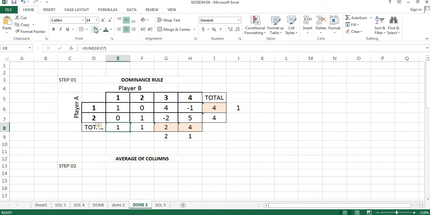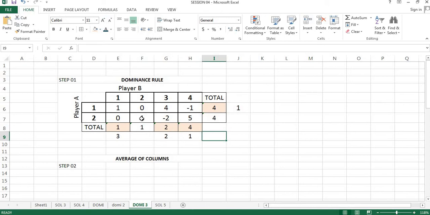So this is the third selection. 1 is greater than 0 and 0 is lesser than 1. 1 is lesser than 4 and 0 is greater than minus 2 because it is minus over here. 1 is greater than minus 1 and 0 is less than 5. So there is a combination of 0 and 1.